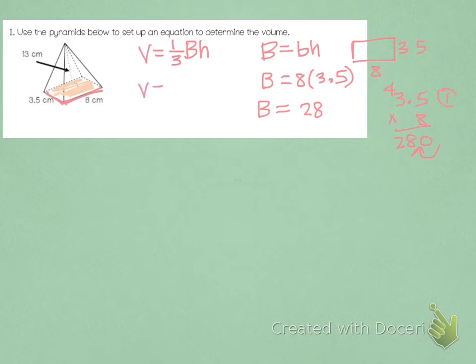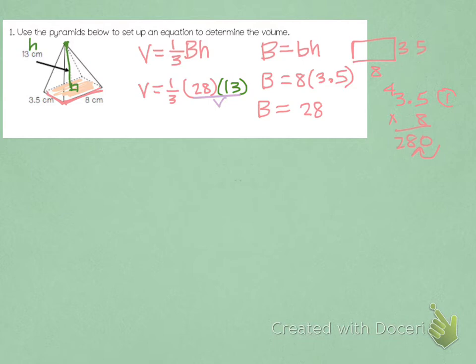So we go back to our original formula, 1/3, and in parentheses, I'm going to write 28 times the height of your pyramid. The height goes from the vertex, which is right here, down to your base, forming that right angle right there. And so your height is 13. Okay, so here I would go ahead and multiply these numbers first before messing with the 1/3.